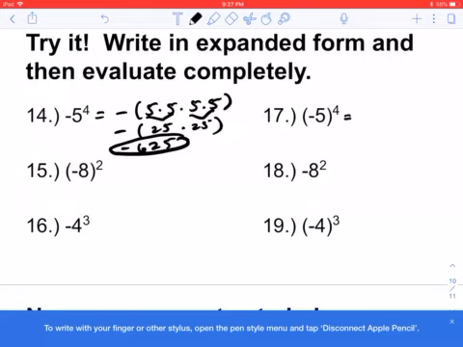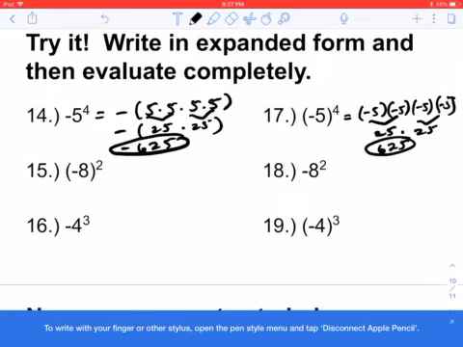Whereas over here, negative 5 is in parentheses. So you have negative 5 as a factor 4 times. You get 25 times 25, which comes out to just positive 625. So there is a difference.